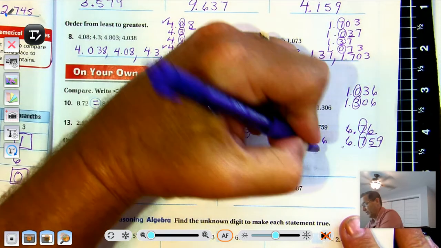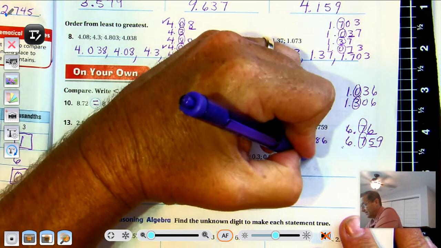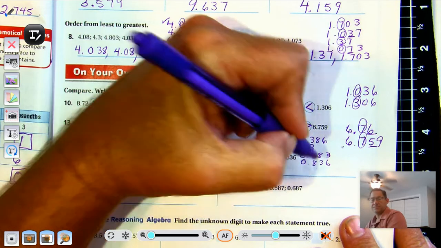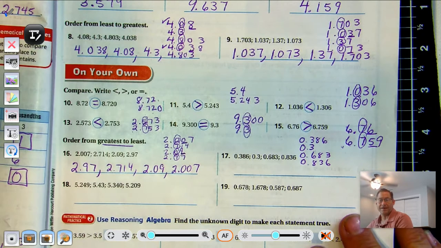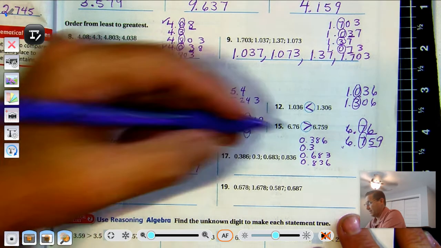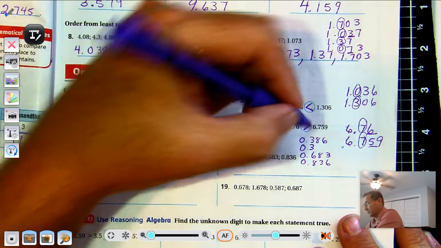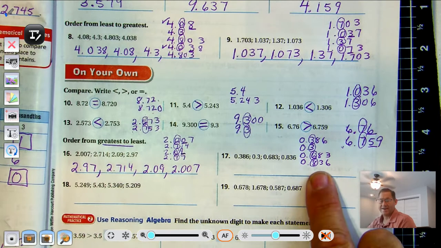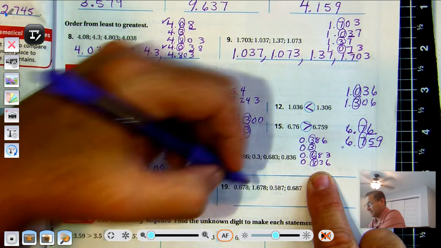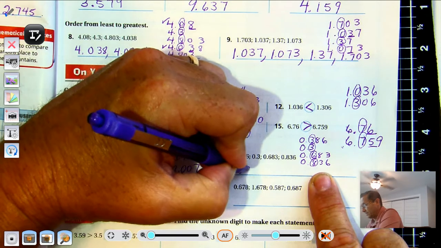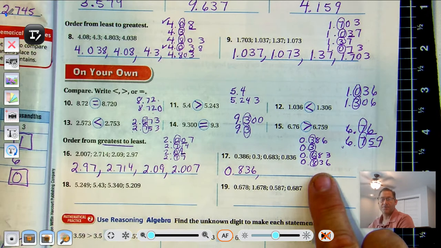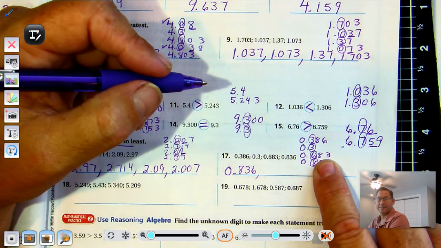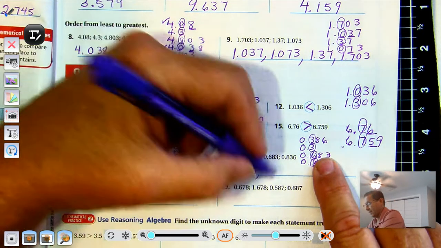0.386, 0.3, 0.683, 0.836. And again, we want to find the greatest number. The zeros don't help. So let's go to the tenths. Okay, the 8 is the greatest. So 0.836. The 6 is different than the 3, so that's greater.